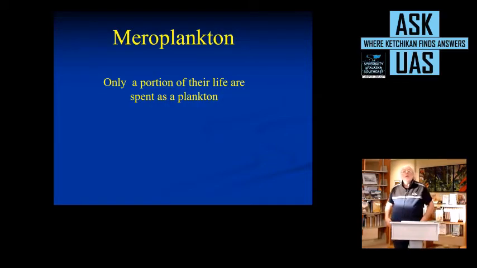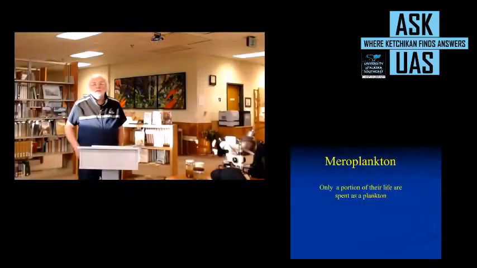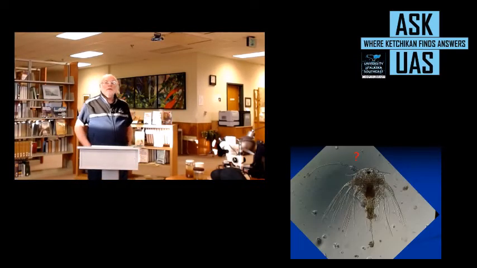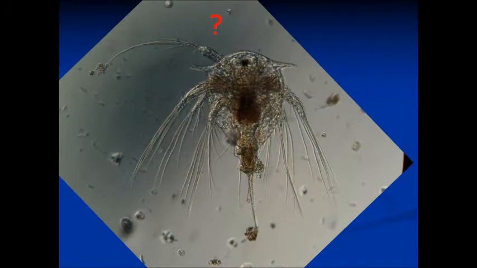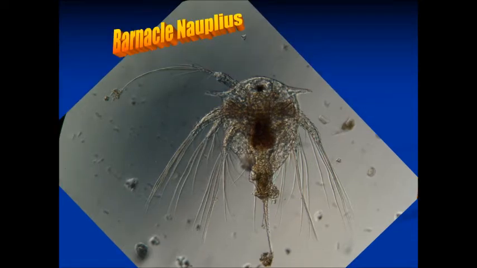Meroplankton. Only a portion of their life is spent as plankton. So let's go ahead and look at a couple of those. Okay, anybody have an idea, if there's anybody listening out there, figure out what this is? This is a detailed picture of a zooplankton. And believe it or not, this is, go to the next slide. It's a barnacle. That's what a barnacle looks like when it's a plankton.